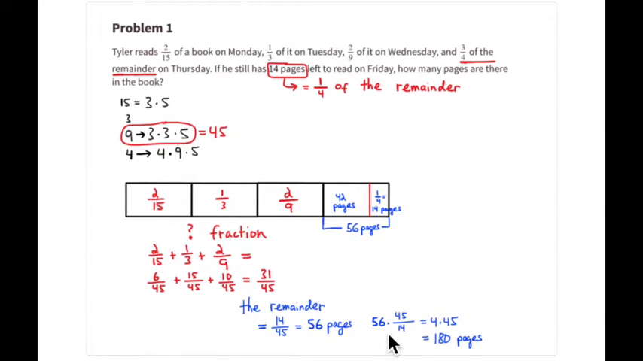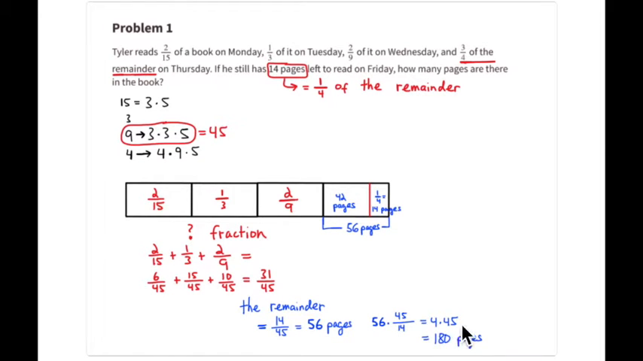So now what I'm doing is multiplying by the multiplicative inverse of 14/45, which is 45/14. So I'm going to divide by that 14. That's going to tell me one of these parts is equal to how many pages, and it turns out that it is equal to 4 pages. And so now I just multiply 45 times 4 pages. 1/45 of the book is 4 pages long. I'm going to go over this again in another way in just a moment, so just hang in there.